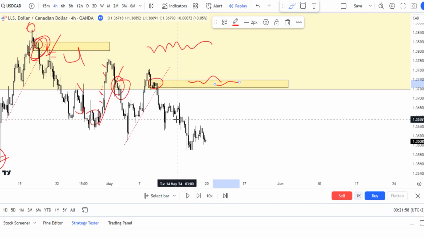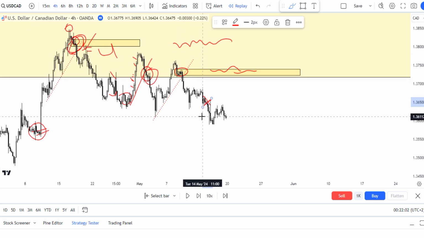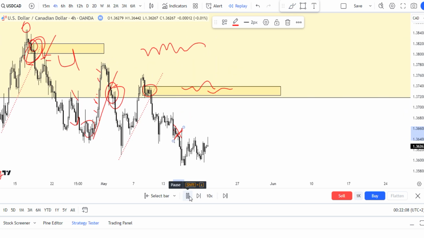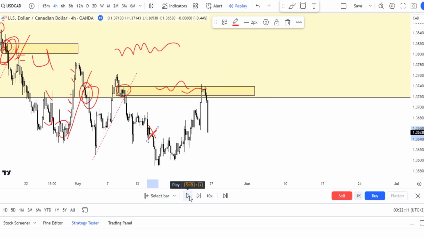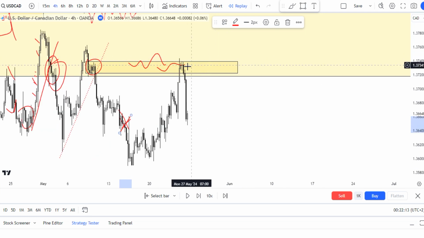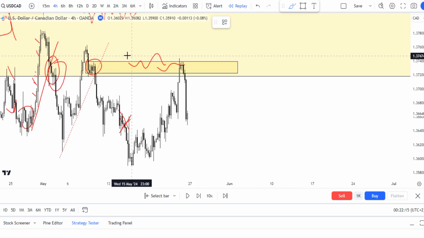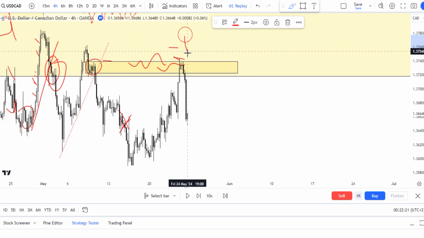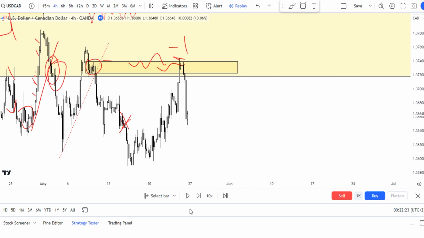Also here guys, this is not an imbalance either. It did not achieve anything. So let me go forward, and as you can see, if you placed the stop loss here, your stop loss was hit, so you lost 1R here. Now let me go forward.